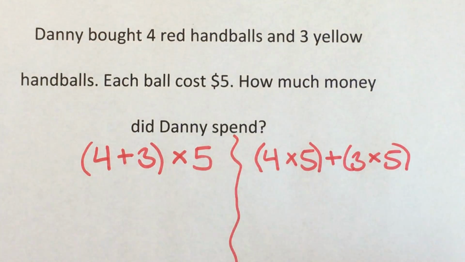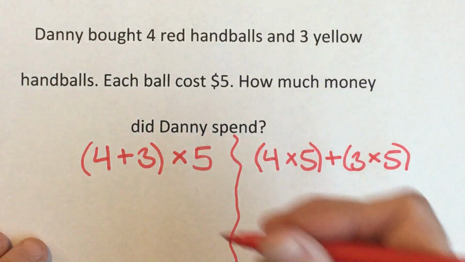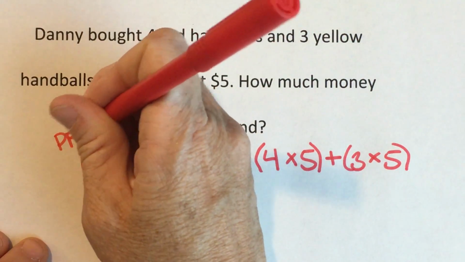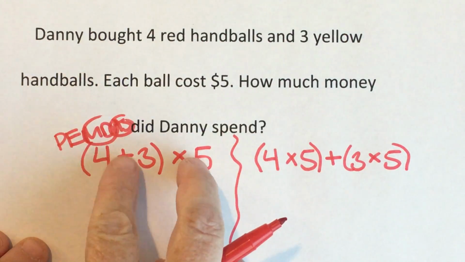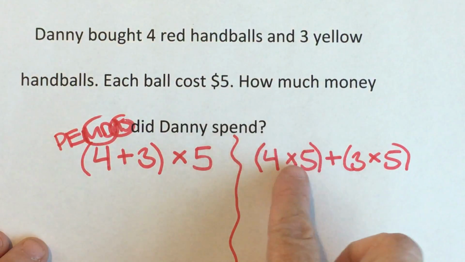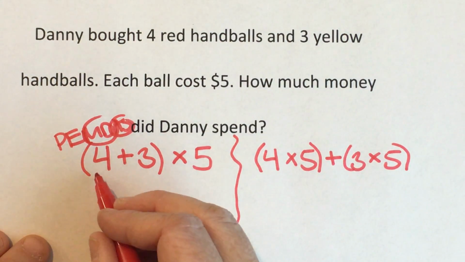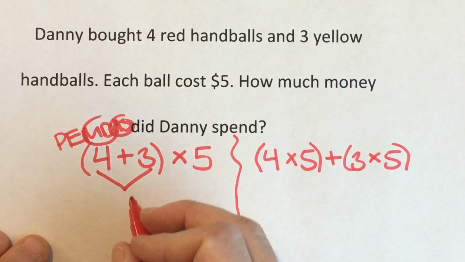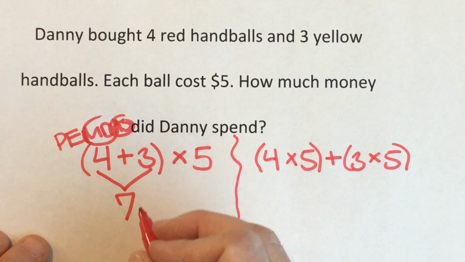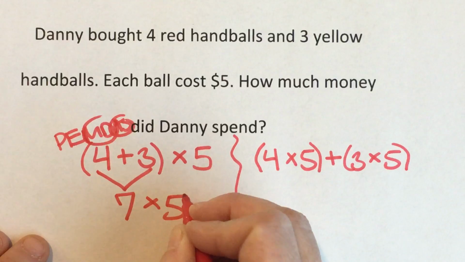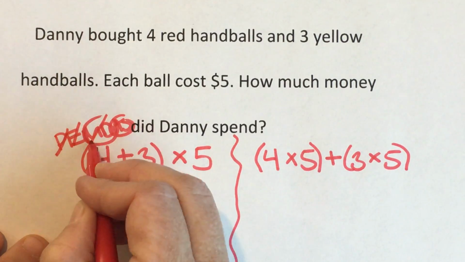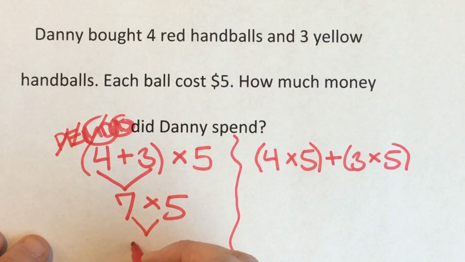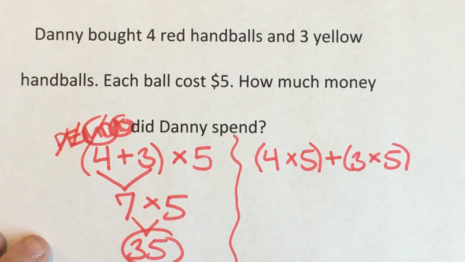Let's try and see what we come up with using our PEMDAS. Remember, these are PEMDAS problems or order of operation problems because I see more than one operation. So in this one I have 4 plus 3 is 7 times 5. No more parentheses, no exponents. Yes, I have multiplication or division, and I'm getting 35, and I'm done.